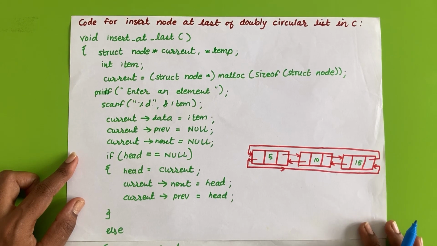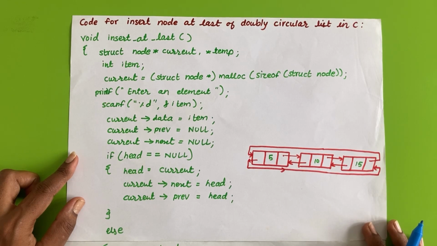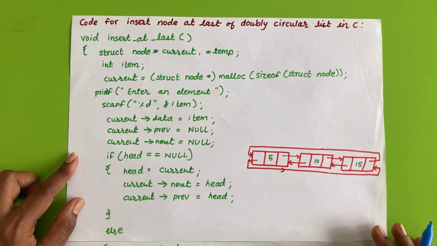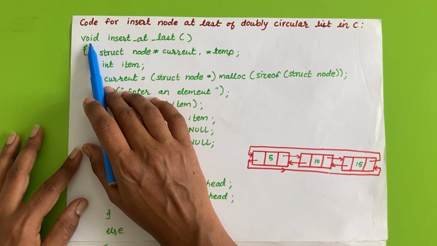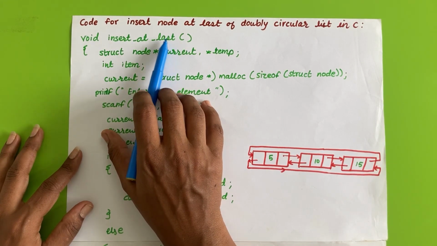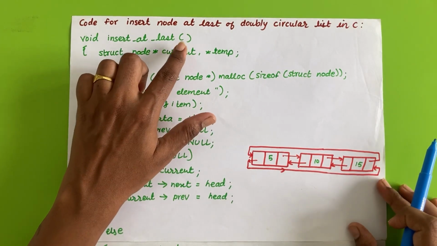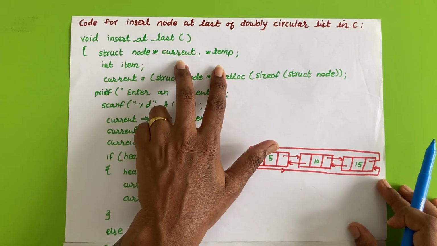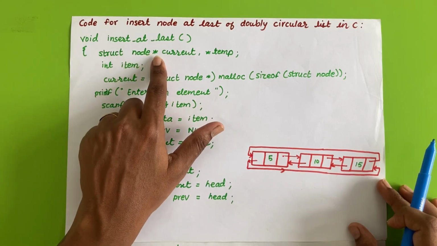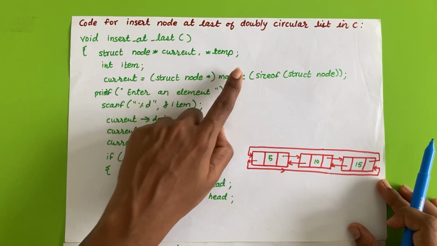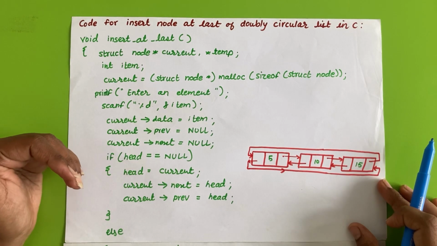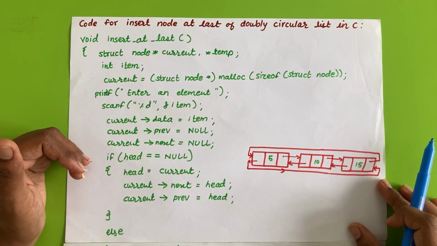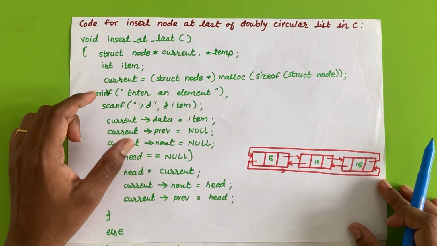So without wasting much time, we will start to insert the node at the last of the doubly circular linked list. For that purpose, here I have taken the function void insert at last. Here we need two pointer fields again, so struct node star current and star temporary. And I have taken the variable item to accept the value of the data part from the user.